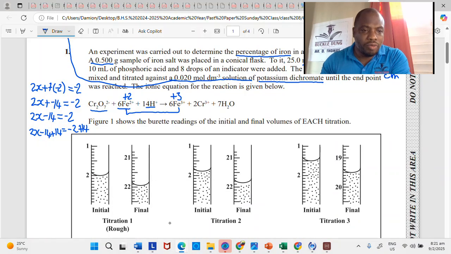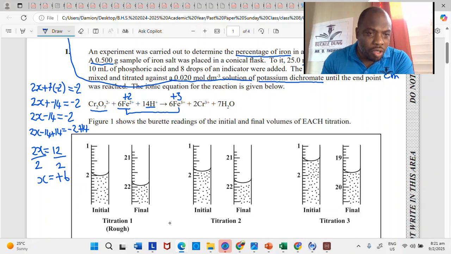All right. So this will be broken down to 2x equal to, what's the answer over here? 12. Beautiful. And we want to get x by itself, so we divide by 2. If we divide by 2 on one side, we divide by 2 on the next side. So x is 6. All right. So we know the chromium in the dichromate is plus 6. When we look over this side, see the iron here?